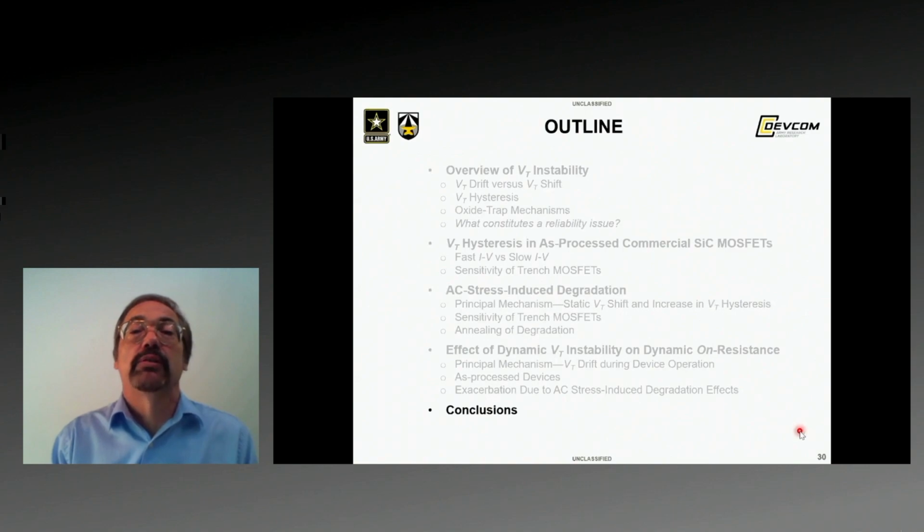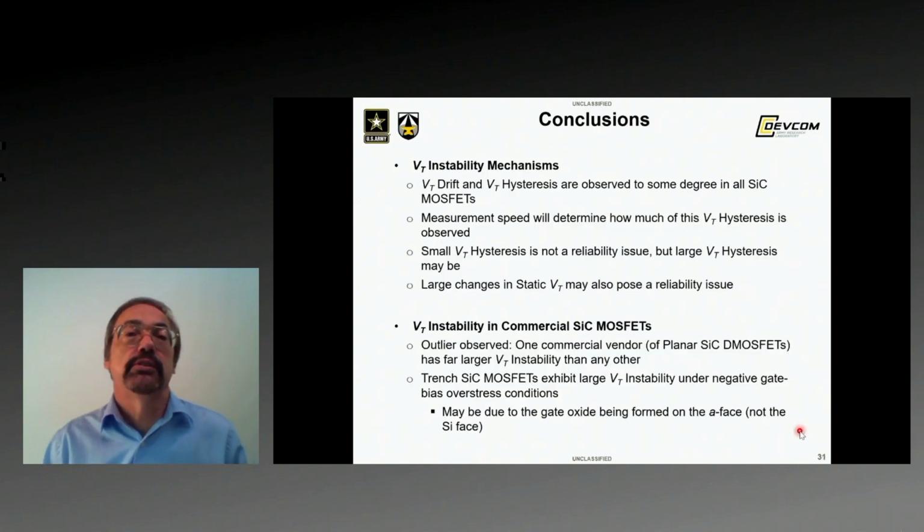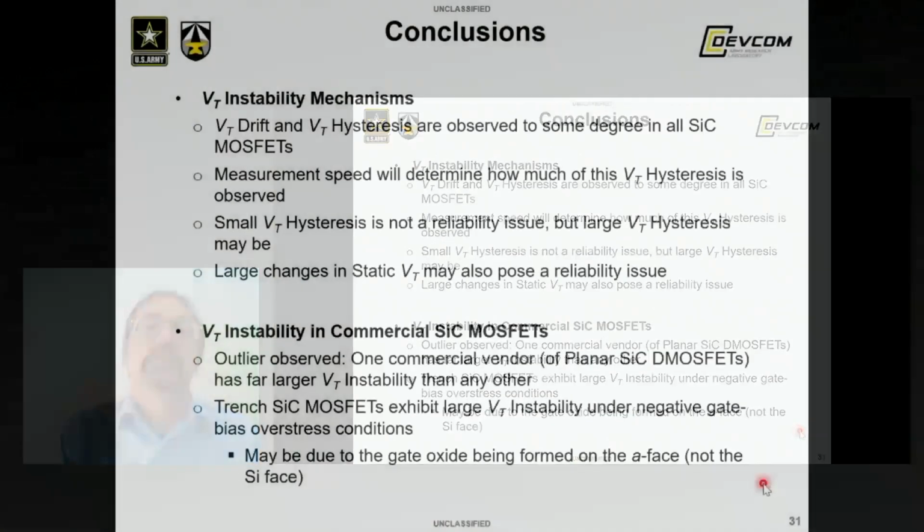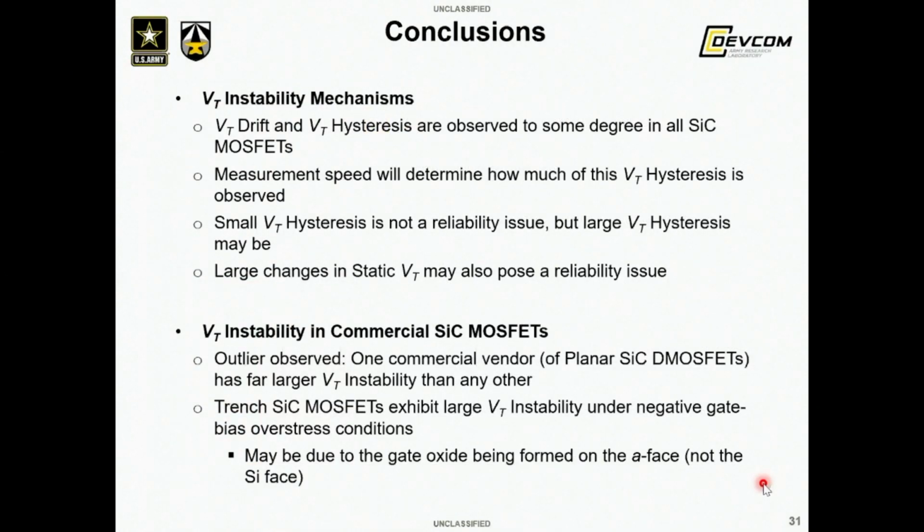So now I'll give the conclusions for each of the sections. For VT instability mechanisms, VT drift and VT hysteresis are observed to some degree in all silicon carbide MOSFETs, regardless of manufacturer. Measurement speed will always determine how much of this VT hysteresis is observed. Small VT hysteresis is not a reliability issue, but large VT hysteresis may be. And certainly large changes in static VT can also pose a reliability issue.